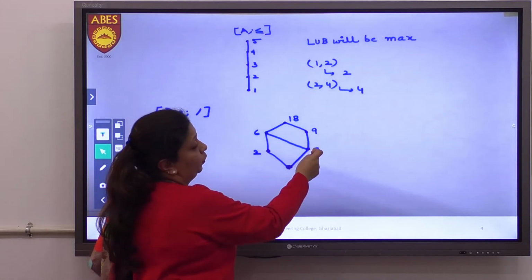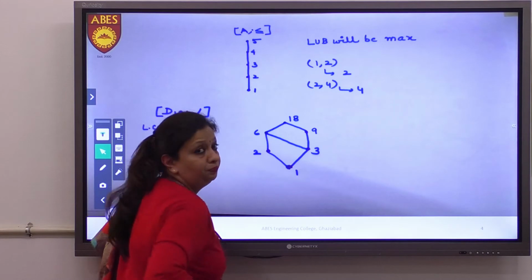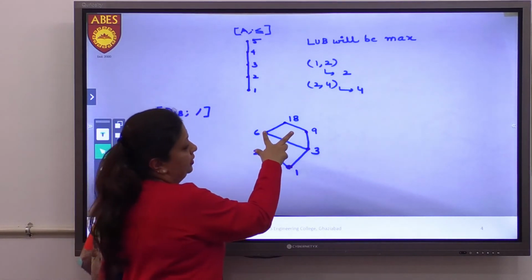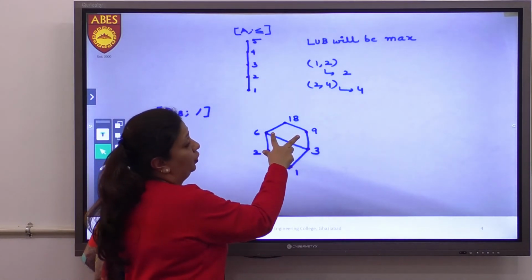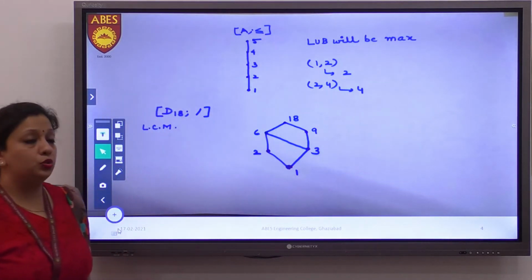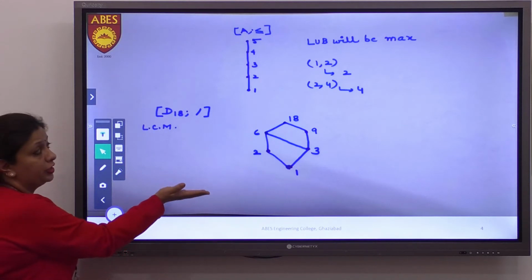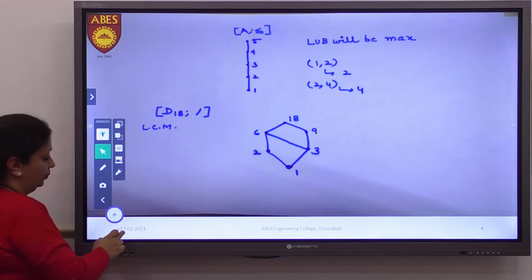Similarly, if we take 3 and 9, what is going to be the LCM of 3 and 9? 9. So 9 will be the LUB. Similarly, 6 and 9. What is going to be the LCM of 6 and 9? It is going to be 18, and 18 is the LUB. So this is again a method through which you can find out the LUBs for this particular type of example.